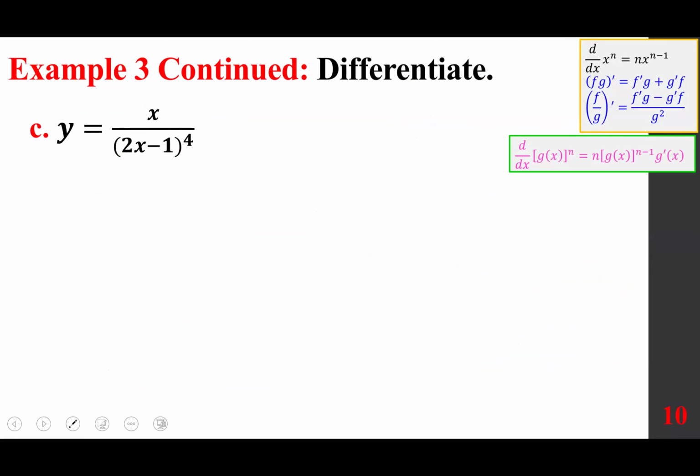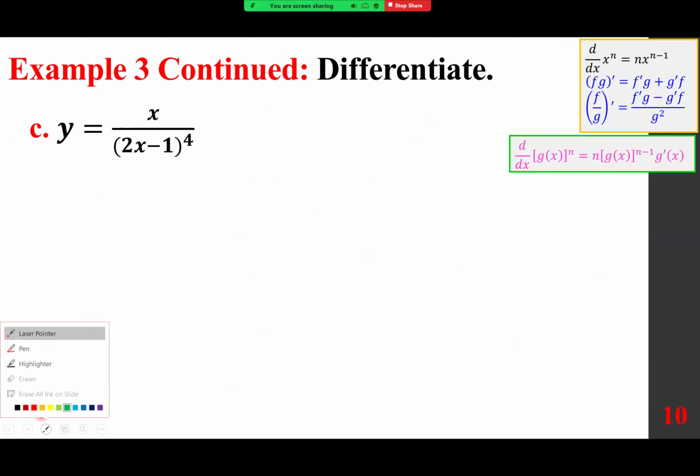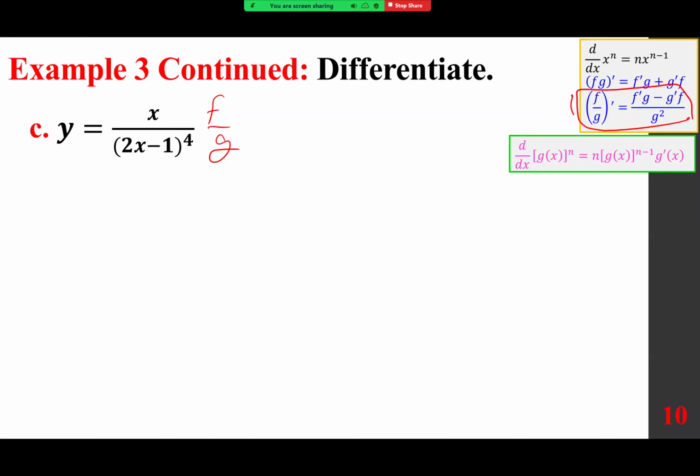However, if you're dealing with a case like this, you should not avoid the quotient rule. So we are going to use the quotient rule: f prime g minus g prime f over g squared. So f prime is 1 times g, just write the denominator next to it, minus g prime. To take the derivative of this one, we are going to go with the extended power rule.